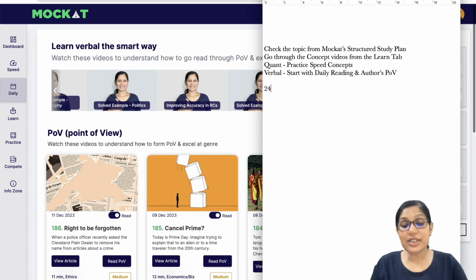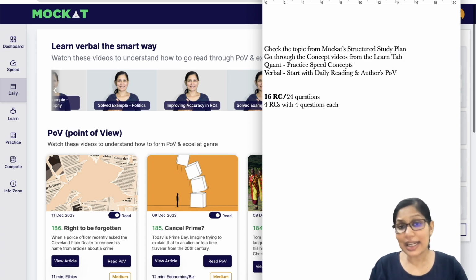In the verbal section, we have 24 questions. Out of those 24 questions, 16 are going to be RC questions. That's typically split into 4 RCs with 4 questions each. This is the structure that we've had in CAT 2021, 22, as well as 23. It's expected to continue if the timing remains 2 hours. So this becomes hugely important.